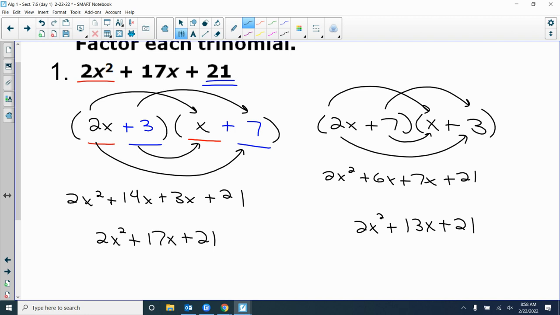So write that one down. 2x plus 3 times x plus 7. Okay, that's your answer. That's factored. Okay. How do we check it? We FOIL it back to see if we get the original problem. Now, that will work, but sometimes that's not easy. Some people don't like doing it because there's an element of just trying numbers to see whether it works.